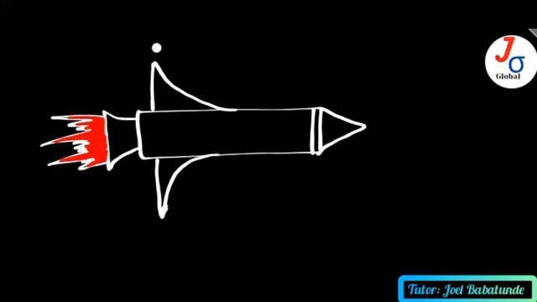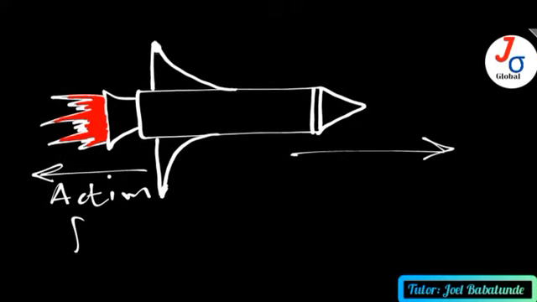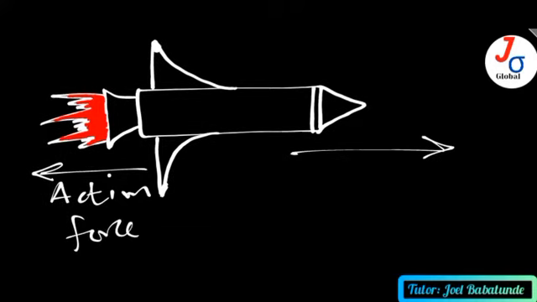So you have fuel that is burning at the exhaust. So there's a particular mass and the rate at which they are burning. The rate at which the fuel is burning makes this rocket engine move forward. So this is the action force. This is where the action is taking place. Burning of fuel, action force, and coming out, and this is the reaction force.